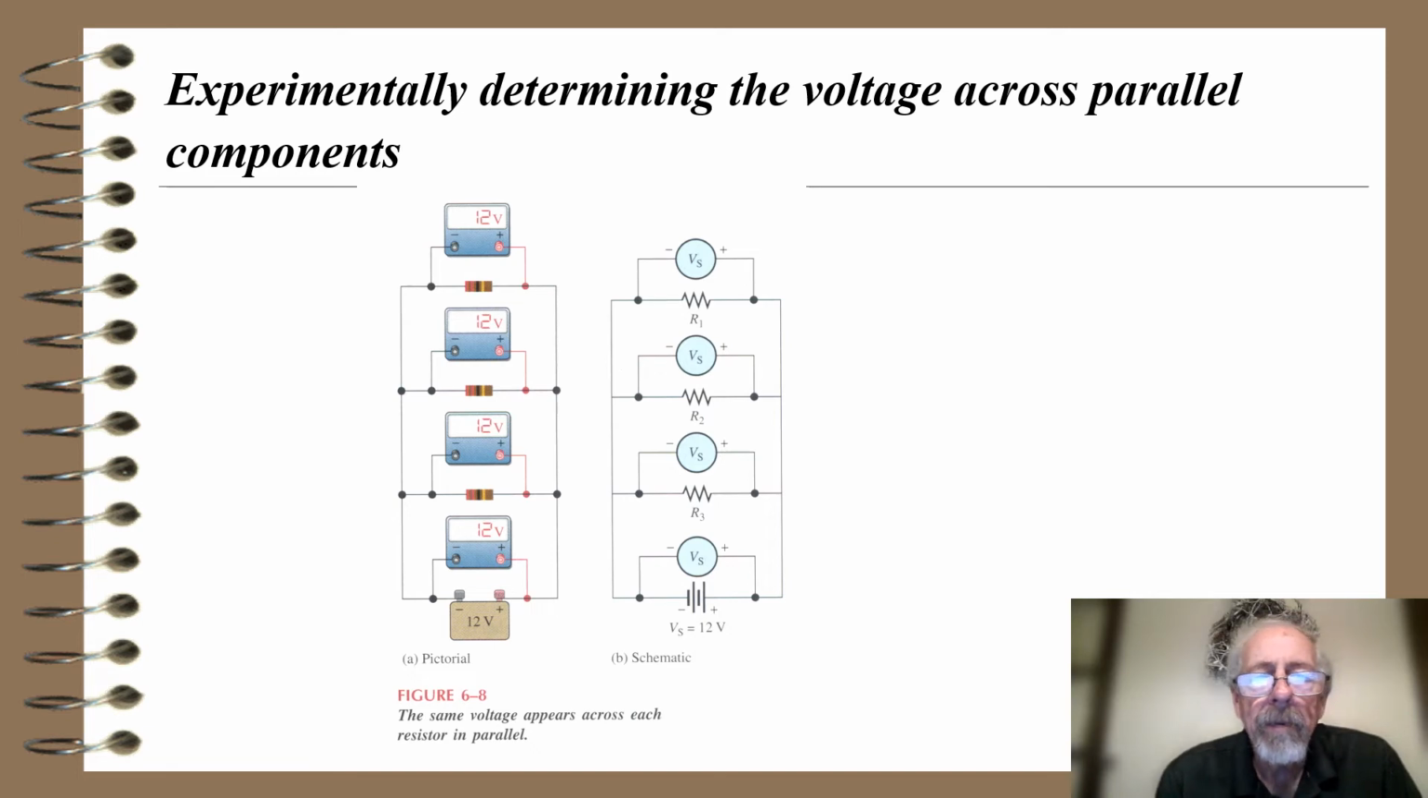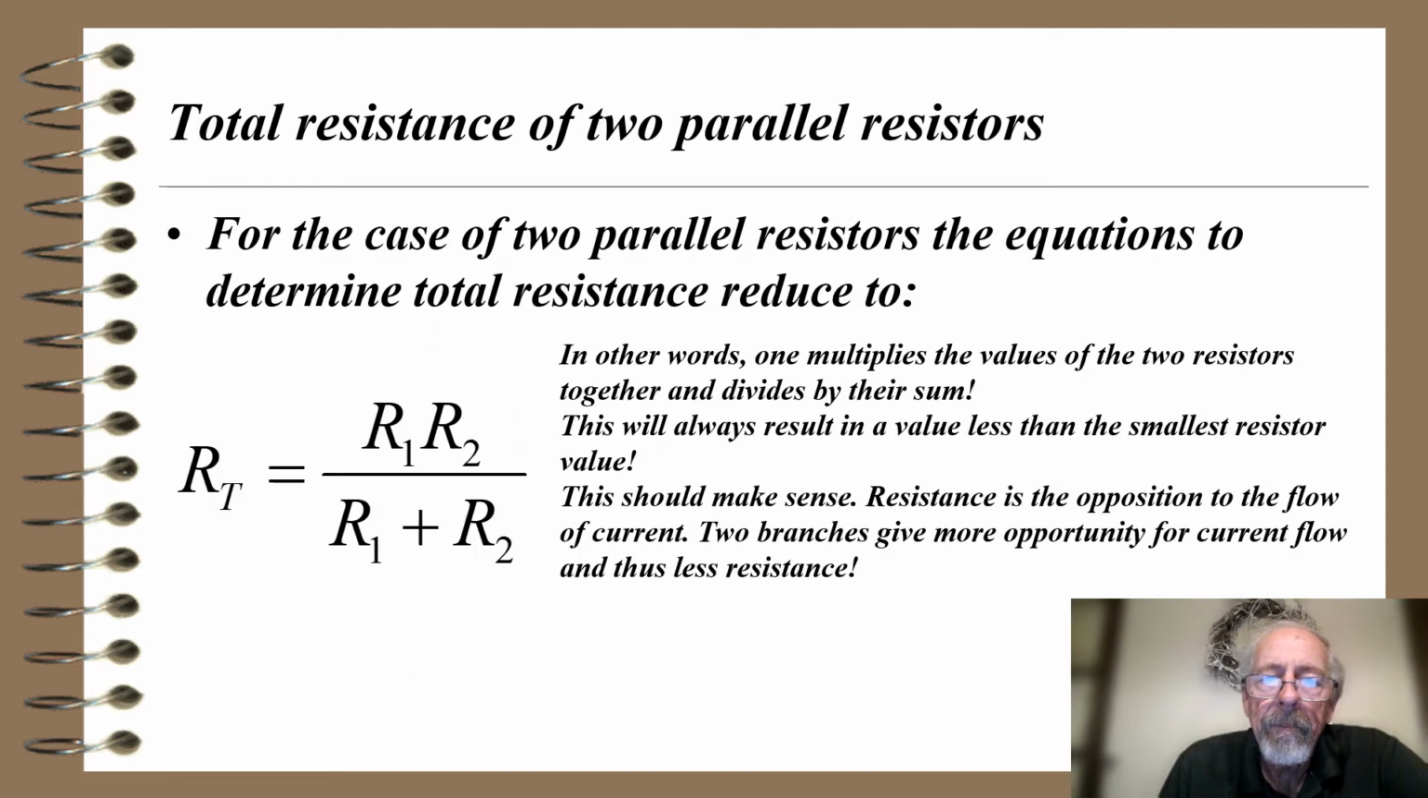Now, to experimentally determine the voltage across a parallel component, all you would do is take and put a voltmeter. This diagram on a pictorial level shows the 3 resistors and the voltage source at 12 volts, and notice that 4 voltmeters all read 12 volts. On the right-hand side, we have a schematic, and again, V sub S would be the voltage reading of each one of those meters. Again, the same voltage is across every component in a parallel circuit.